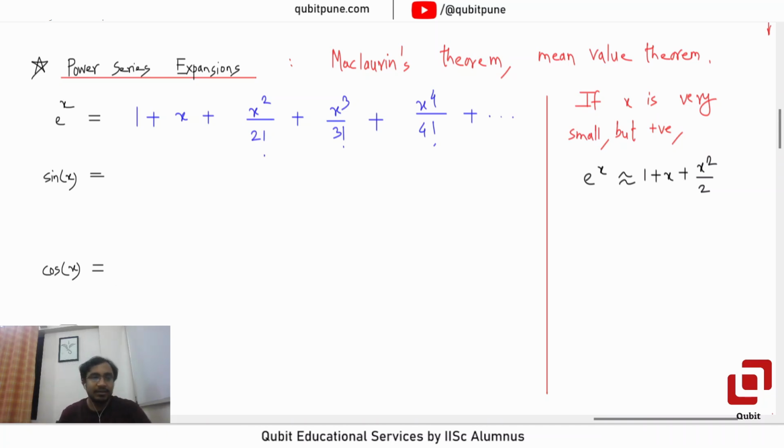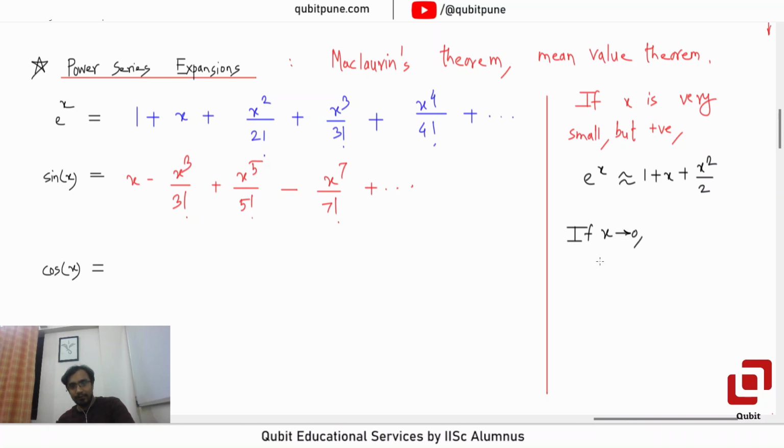Okay, sin x is x minus x cubed by 3 factorial plus x raised to 5 by 5 factorial minus x raised to 7 by 7 factorial and so on. I'll also tell you where we have used this result. Okay, fine. So here you understand that if x tends to 0, what happens to sin x by x?